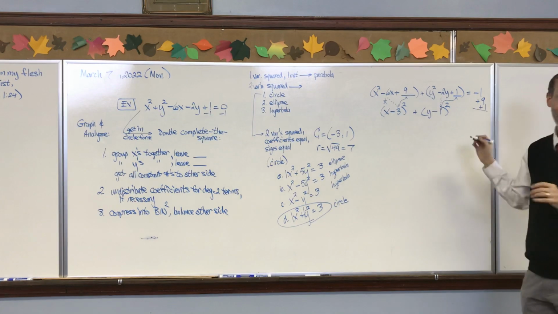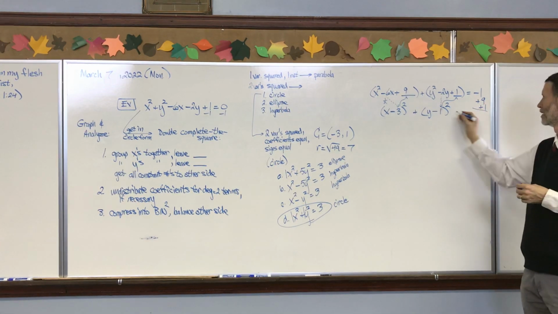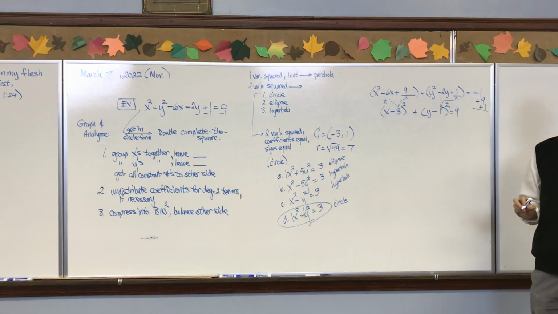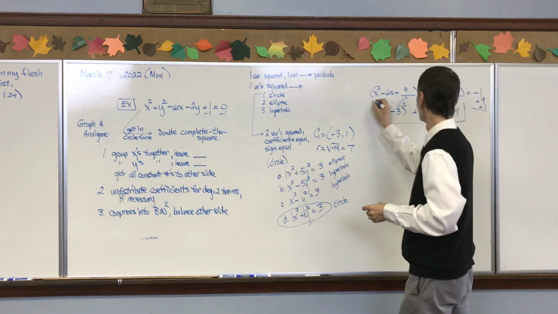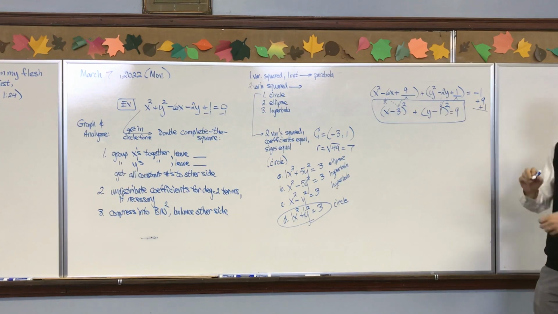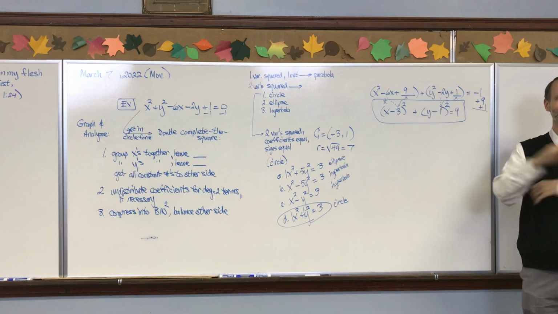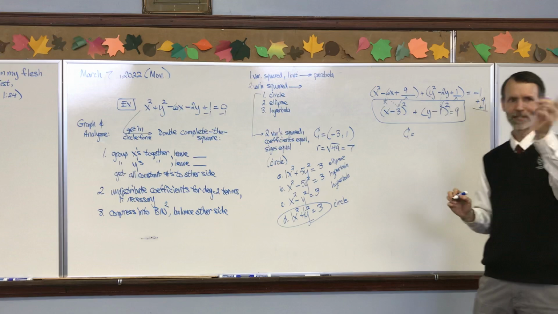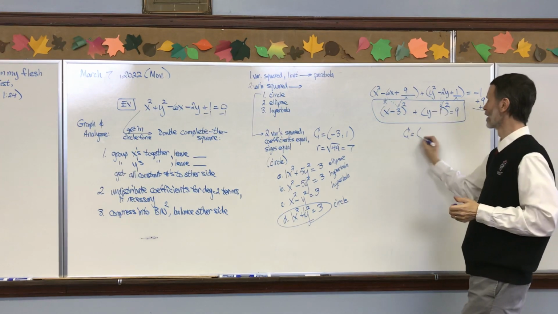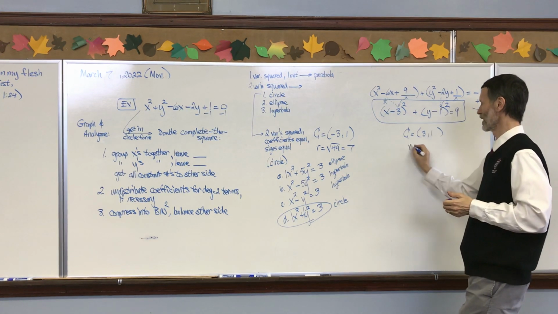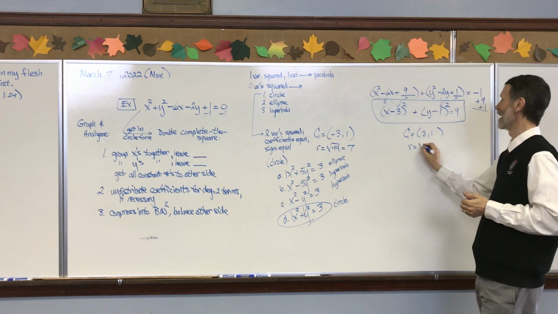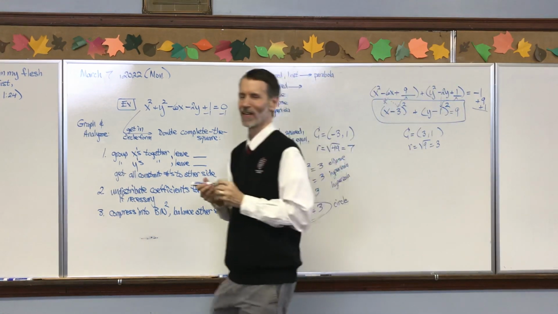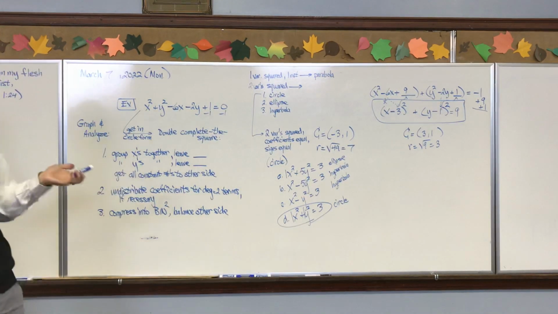Can somebody add those up for me? Chelsea, what do you get? 11. Oh, negative, sorry, 9. Good. You notice something? It's almost in circle form now. Actually, it is in circle form. Ta-da! What's the center? Megan, take over. What's the center of this thing? 3, 1. Exactly. What's the radius? Yeah, it's radical 9, which is 3, and you're done with the analysis. Once you get it in the right form, it's a lot easier.